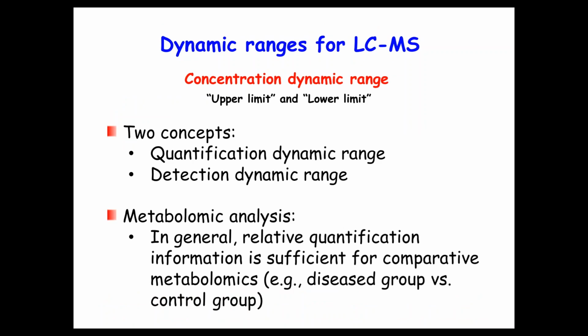In metabolomic analysis, concentration dynamic range is our major concern. Here we have two concepts. One is quantitative or quantification dynamic range. Another one is the detection dynamic range. In metabolomics, we usually perform relative quantification of metabolites, as relative quantification information is sufficient for comparative metabolomics, such as measuring metabolite concentration changes in the samples of disease group versus control group.